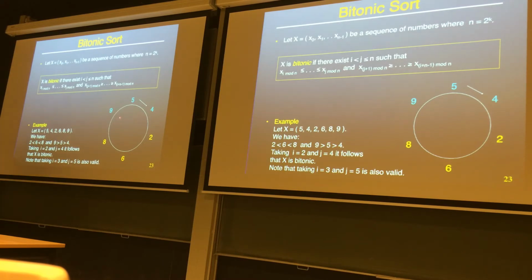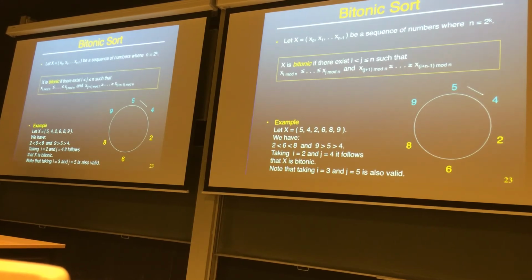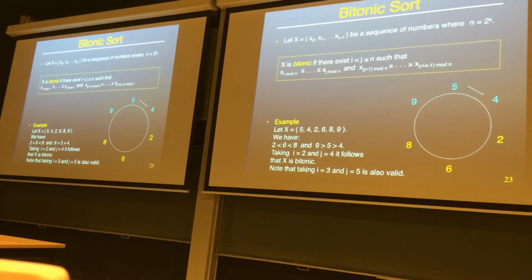Taking, for example, the representation of the sequence in a circle, if this is the start of the sequence, then starting with this number here, you have the increasing part, and here you have the decreasing part. So if this was the original order, then we can always split into two parts, which are in this case decreasing and increasing.